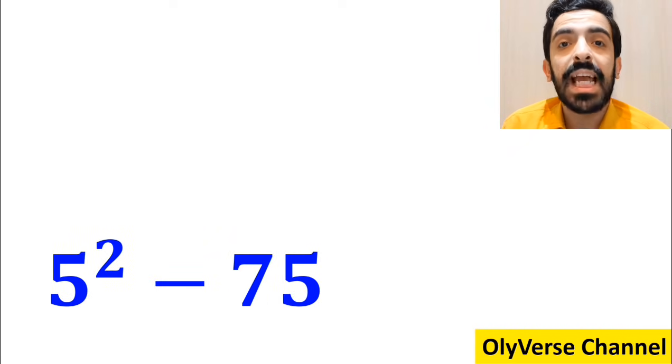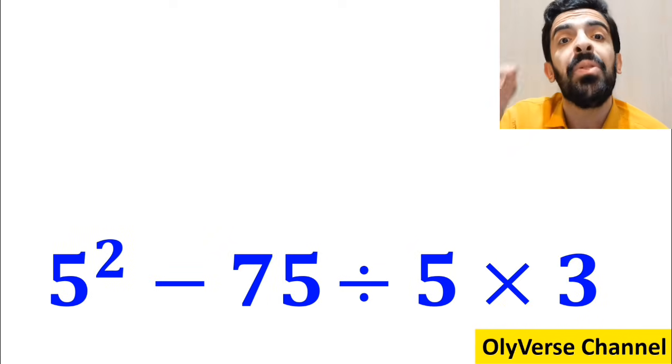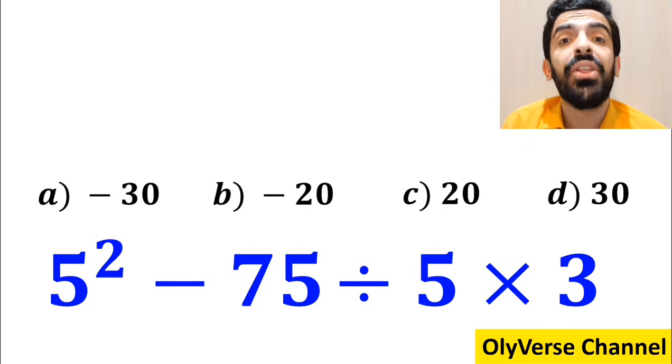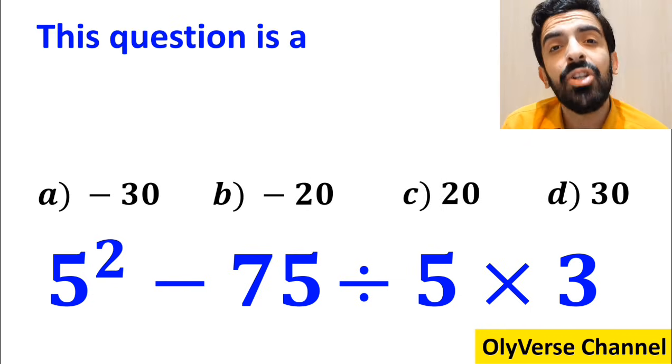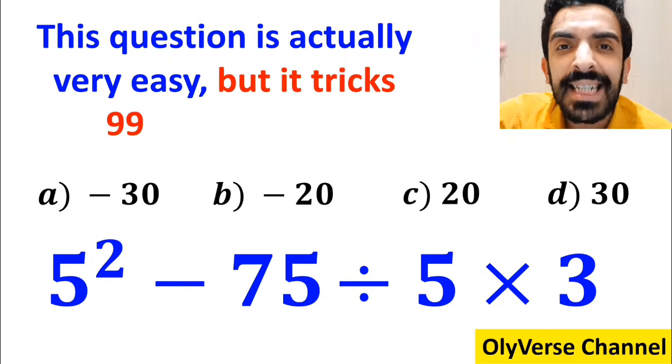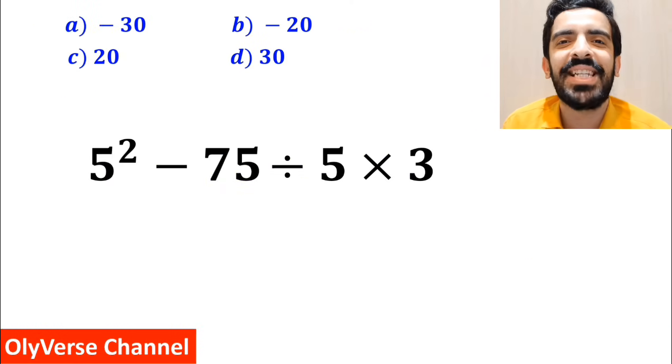What is the value of the expression 5 squared minus 75 divided by 5 times 3? Which option do you think is the correct answer to this question? This expression is actually very easy, but it tricks 99% of people. Let's take a closer look and solve it together.